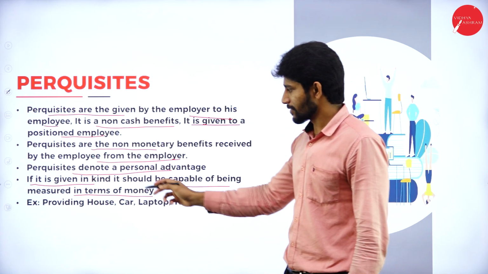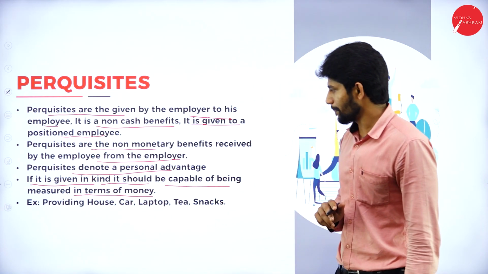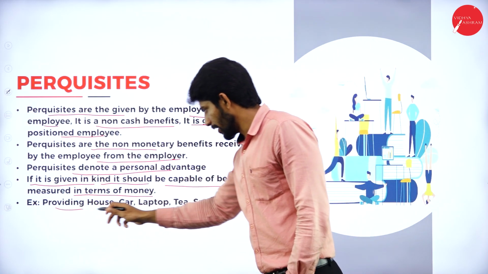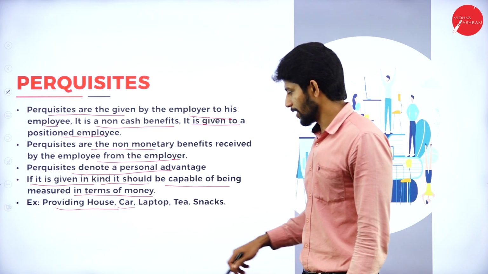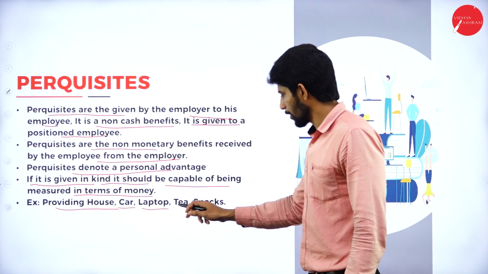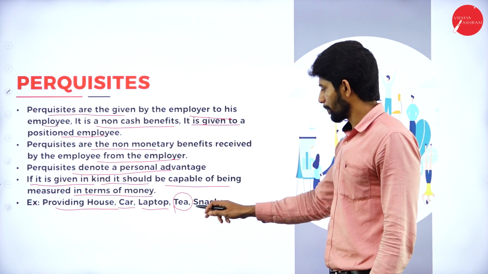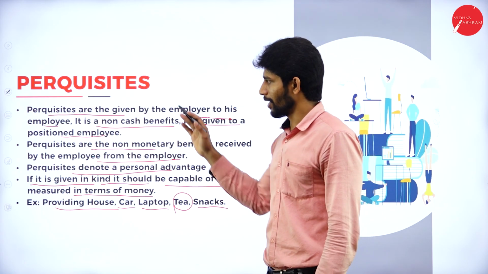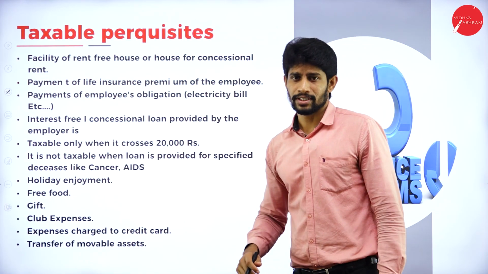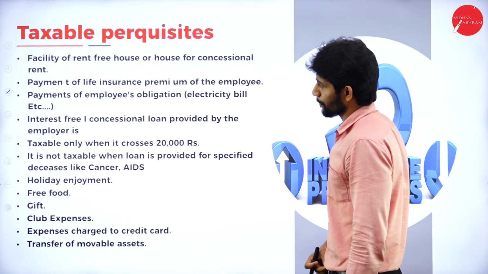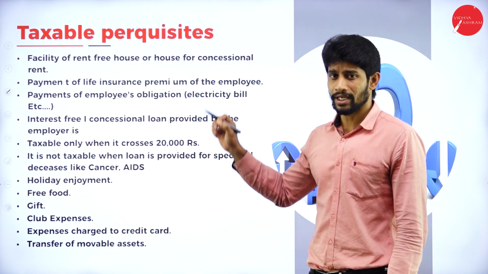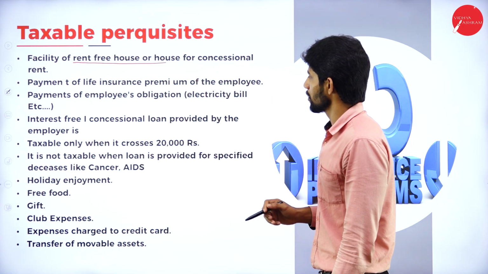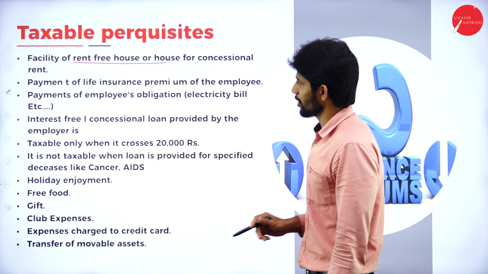So if it is given in kind, it should be capable of being measured in terms of money. For example, providing house, providing car facility, providing laptop, or providing tea or coffee, or providing snacks to the employees. These are all examples of perquisites. Taxable perquisites mean the facilities which are provided by the employer to the employee which are taxable. So the first one is the facility of a rent-free house or a house for concessional rent.